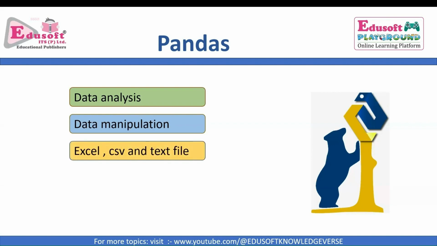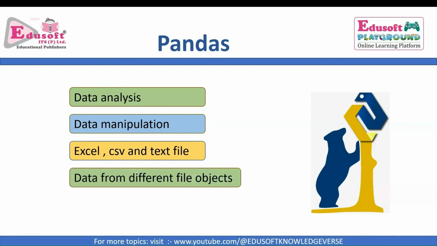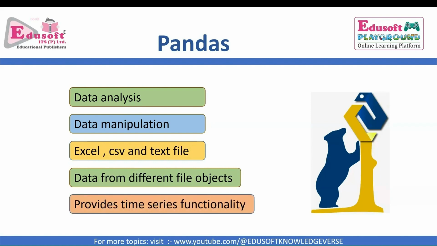Excel, CSV, and text files. As I told you earlier, we can perform different operations in Pandas. We work on Excel, CSV, and text files, data from different file objects, and it provides time series functionality. It means data from different file objects can be loaded in it, and we can perform different file operations on it. Other than this, we can handle missing data values. We can perform operations like joining, and inserting and deleting columns.